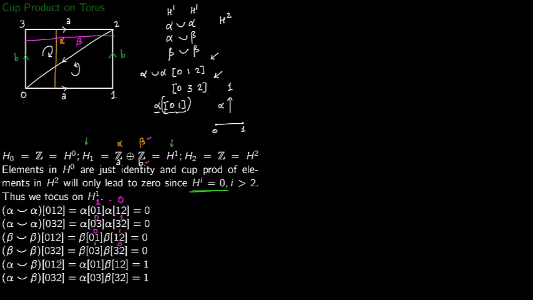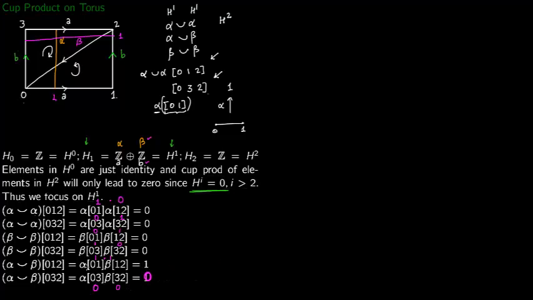Now alpha cup beta on 0 1 2. On 0 1 alpha touches here, you get value 1. On 1 2 beta touches here, so you get value 1 here. So you have 1 times 1 which will give you 1. And on 0 3 2, alpha acting on 0 3, there is no alpha here, so you get 0 here. Beta acting on 3 2, so beta on 3 2 is again 0, so you get 0 here.